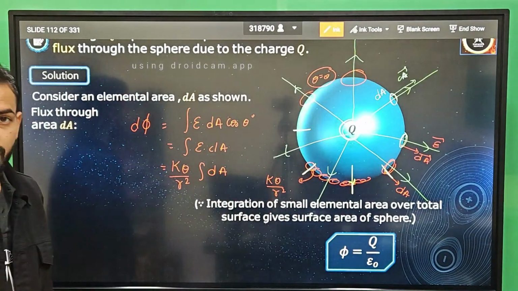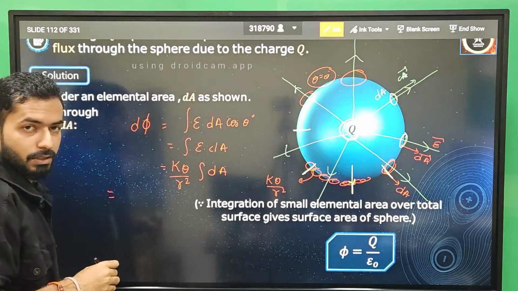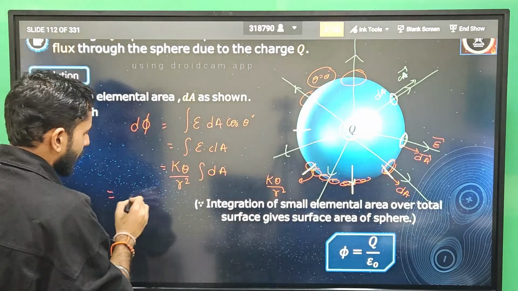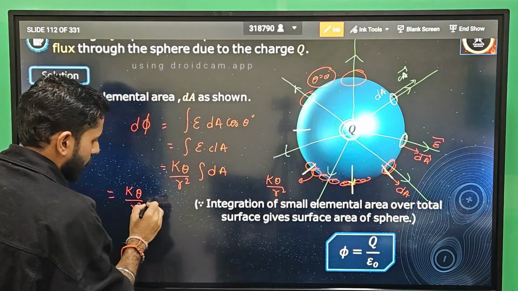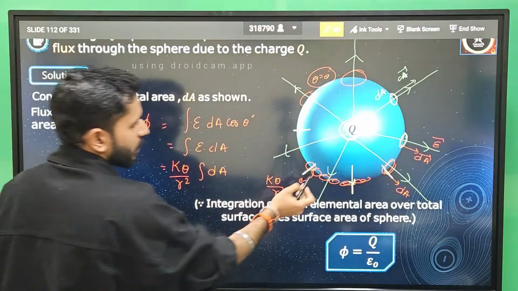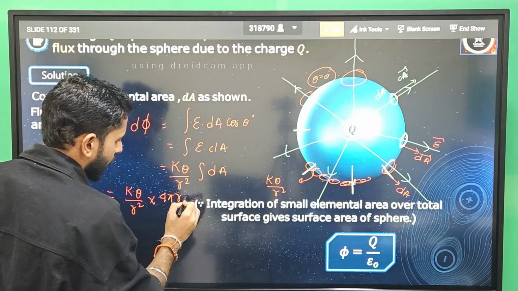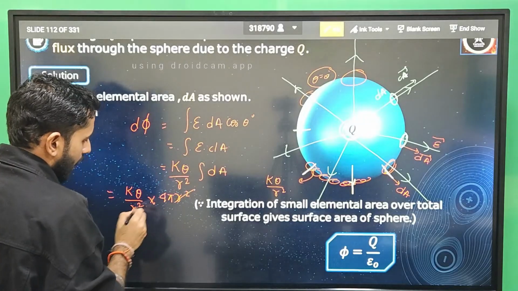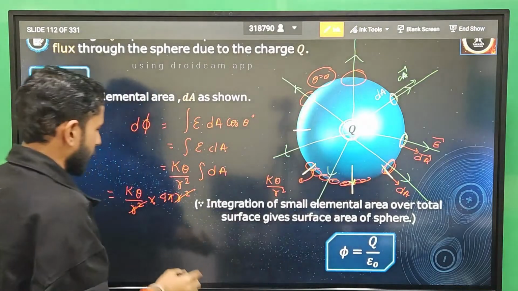It is a sphere, it is not a circle, it is a sphere. So tell me, what is the total surface area of a sphere? Can you say 4 pi r square? Correct. So what will I write? KQ divided by r square was already there, and the integration, the summation of this dA, will give you the total surface area, which will be equal to 4 pi r square. Now what will happen? R square will simply cancel out, and a very important result will come here.